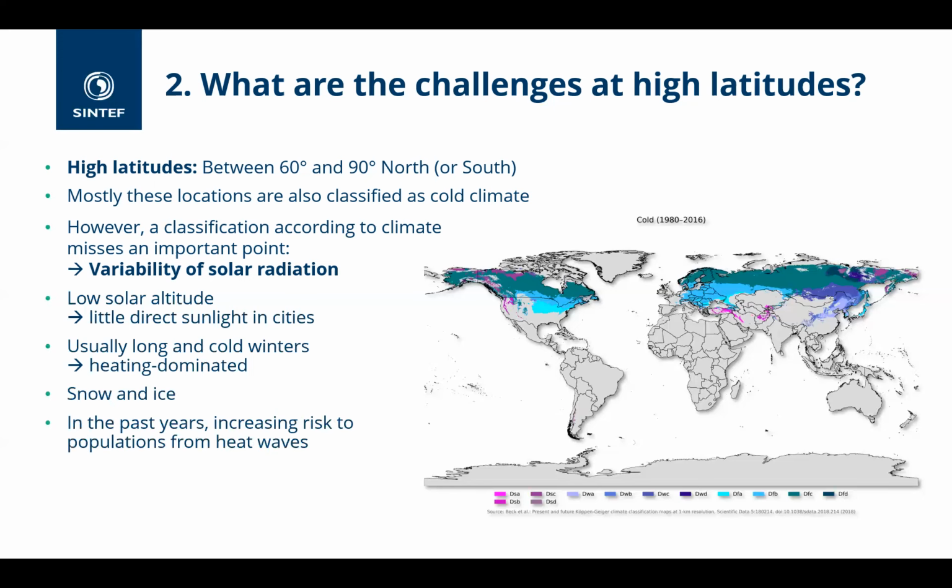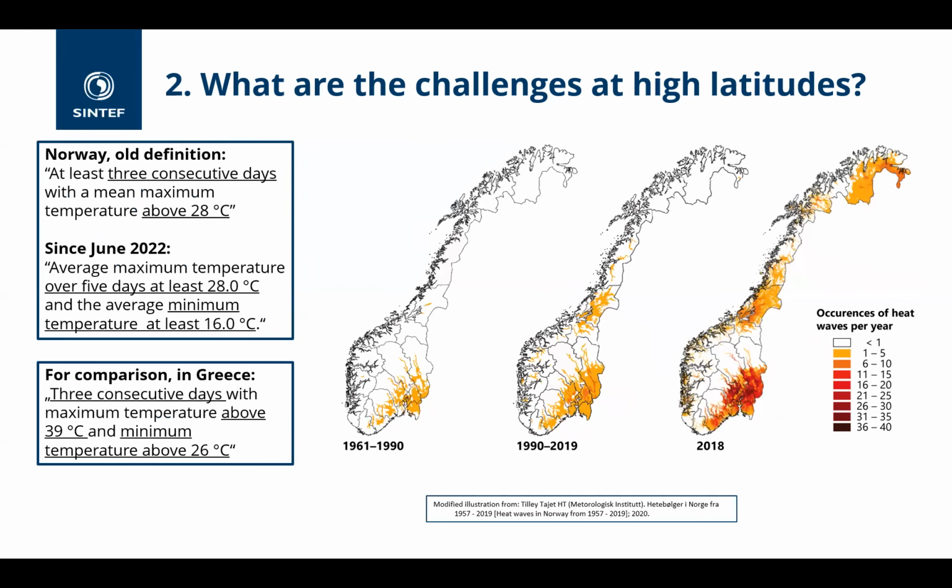And although it might be a little bit counterintuitive right now, because we have -10, -15 degrees at the moment, there's an increasing risk to populations from heat waves, actually. There have been some studies from the Norwegian Meteorological Institute on that. And as we can see in their statistics, in fact, the occurrences of heat waves have been rising quite significantly over the last decades, and in 2018 reached a record value so far.